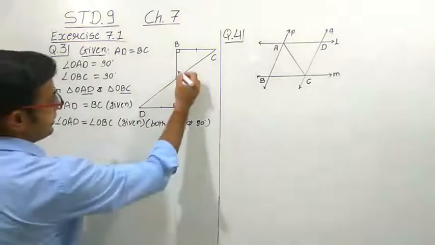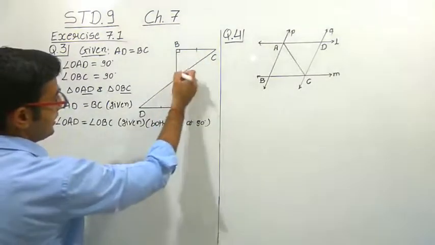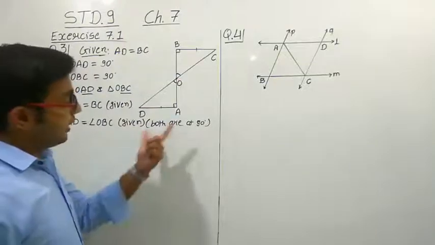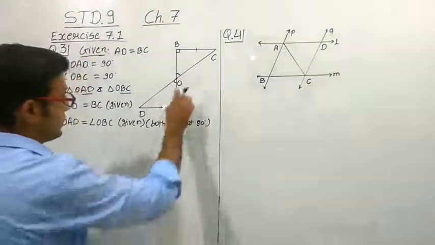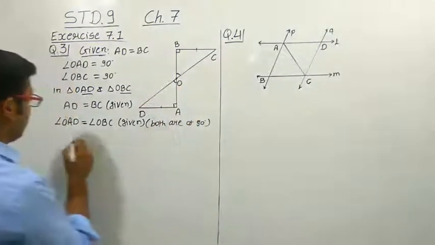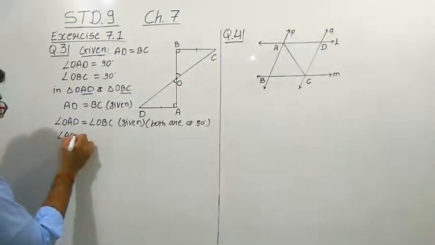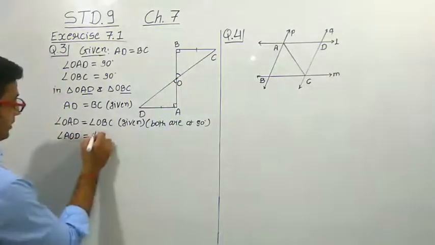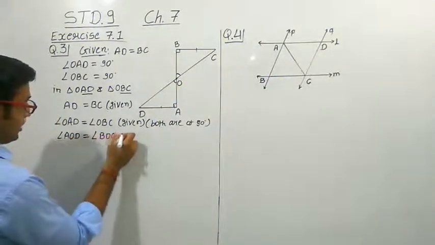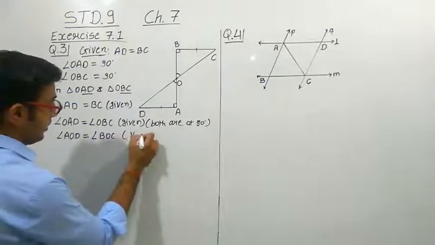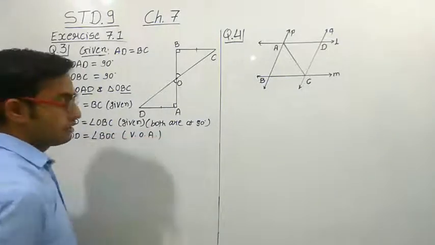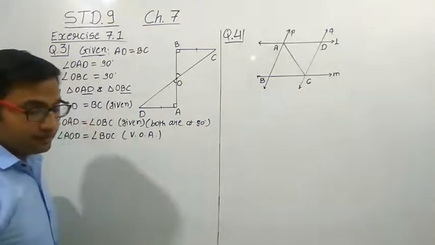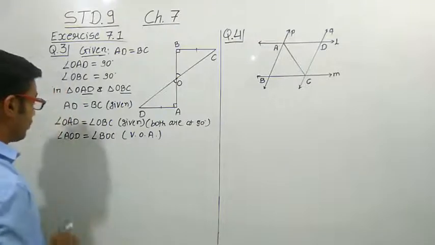See, here both lines AB and CD are intersecting. So these two angles will become equal. Why? According to the vertically opposite angles. This angle we can write as angle AOD and this angle as angle BOC. Again, the reason is vertically opposite angles. So three conditions we have: one side and two angles. So we can say that the two triangles are congruent.